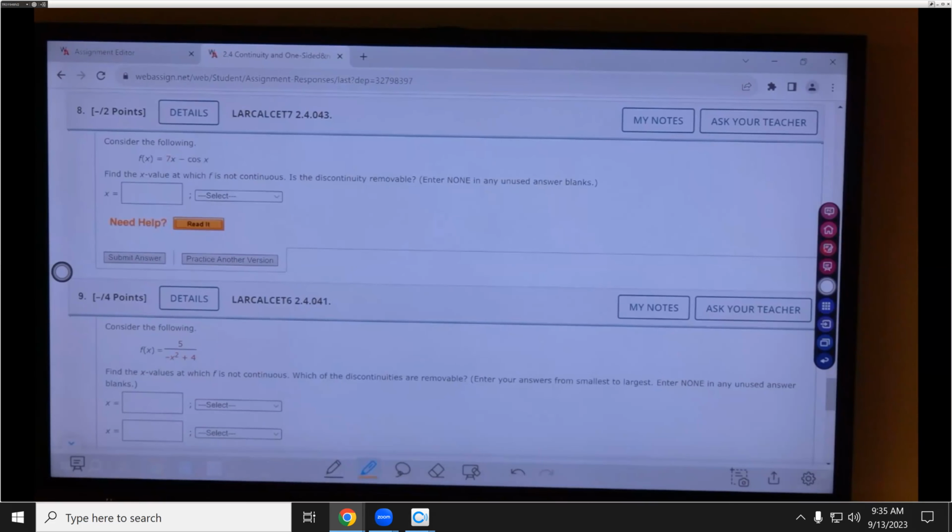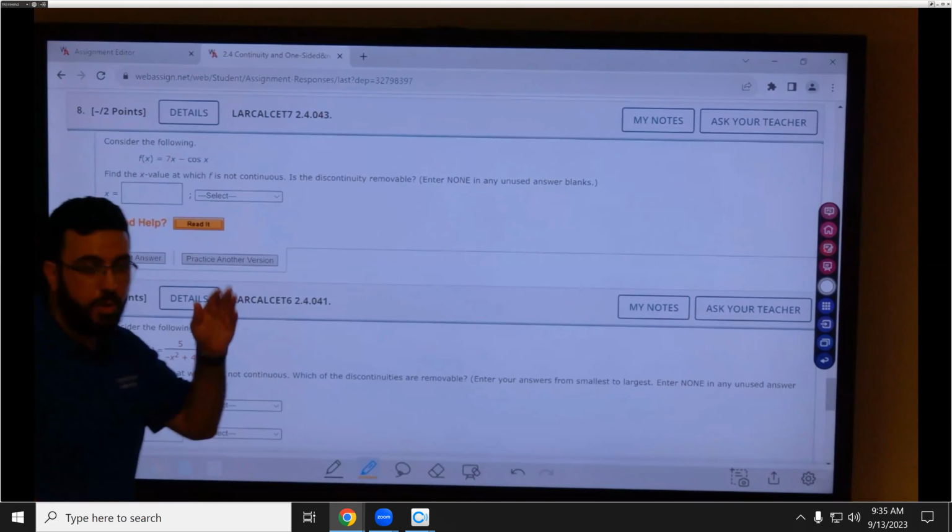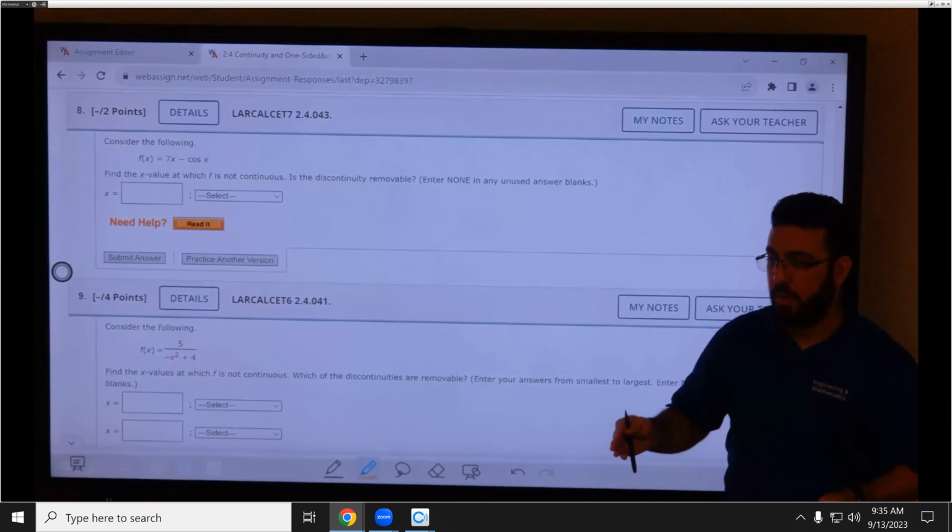Now, can you simplify it? It's a rational, so you can simplify it? No. The second part. Do you have an asymptote? Yes or no? The asymptote only exists if you have a rational function. Don't forget that. The asymptote and the hole exist only when you have a rational function.